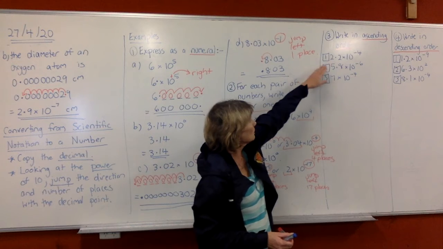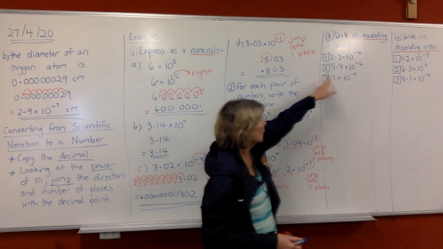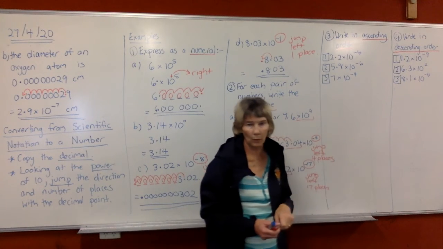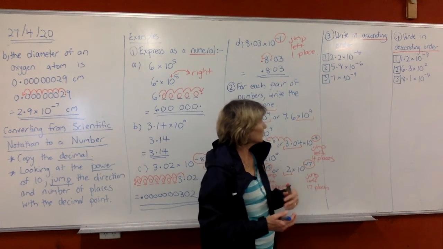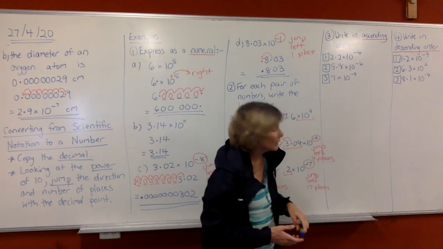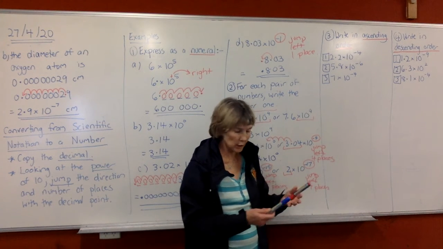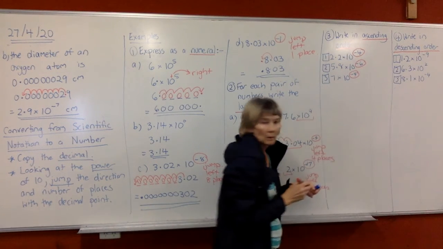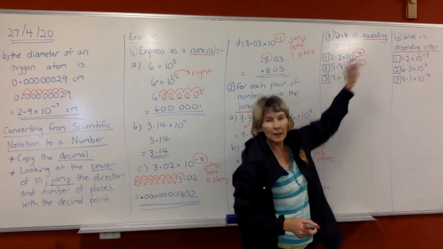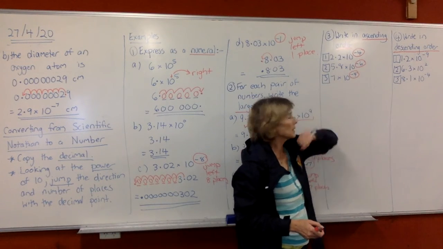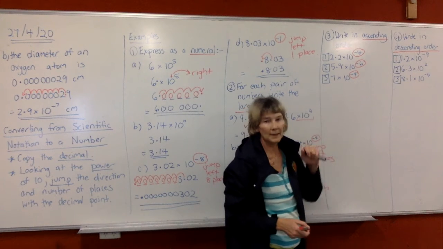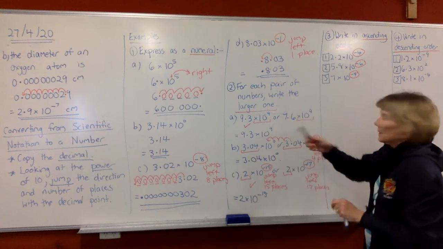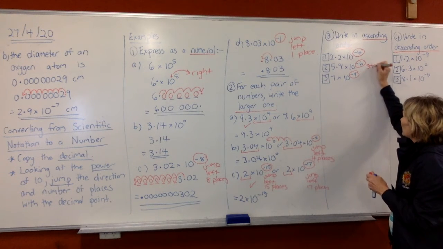So here are our numbers: 2.2 times 10 to the minus 4, 5.8 times 10 to the minus 6, and 7 times 10 to the minus 4. Some of you are going to do this better than others, but hopefully you'll be able to see that we're actually just looking mainly at these. So this is jumping 4 places to the left, jumping 6 places to the left, jumping 4 places to the left. So the smallest one is the one that's going to go 6 places to the left. So we know that this is going to be the smallest.